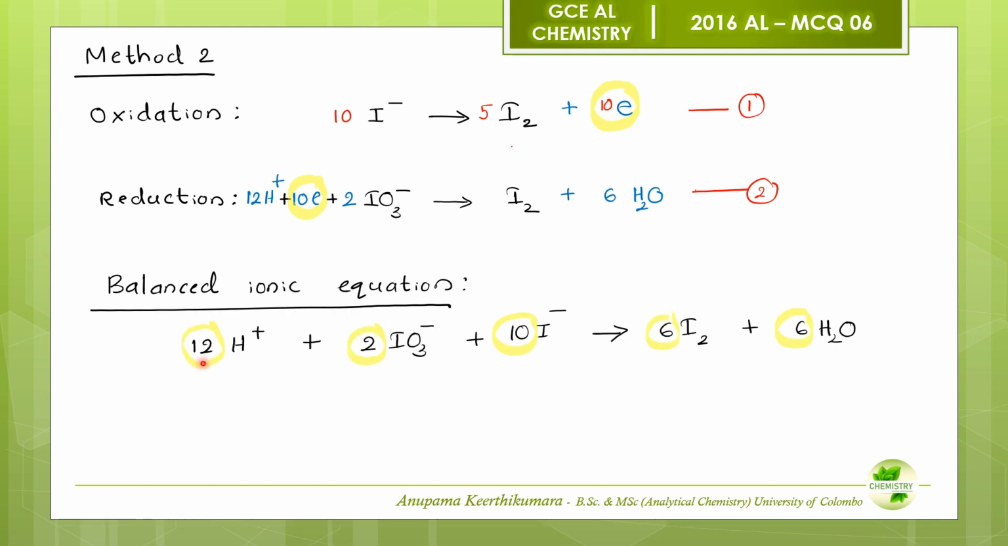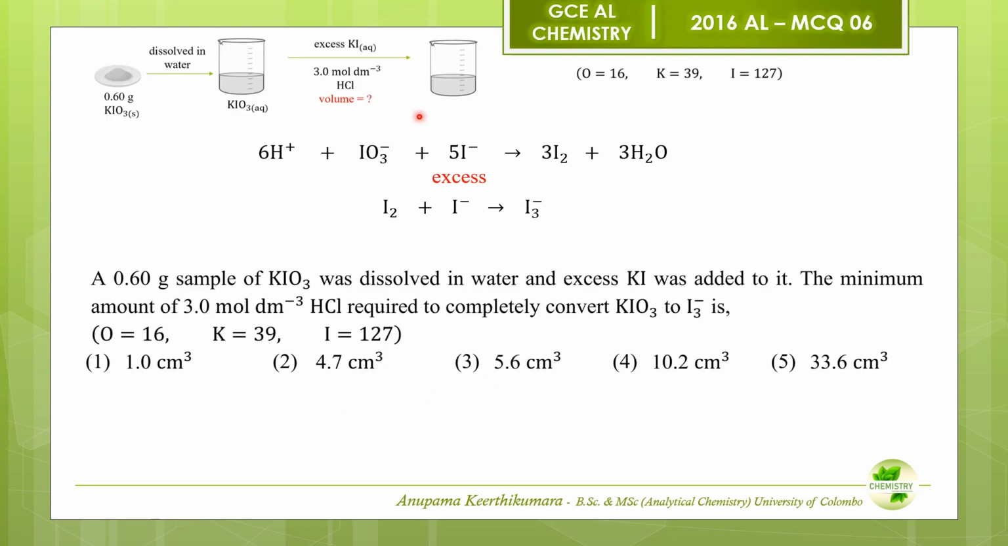These coefficients are not the simplest molar ratios between the reactants and the products. Therefore, divide the whole equation by 2. This is a balanced ionic equation for the reaction between iodate ions and iodide ions in the presence of an acidic medium. These are the balanced ionic equations involved in these reactions.